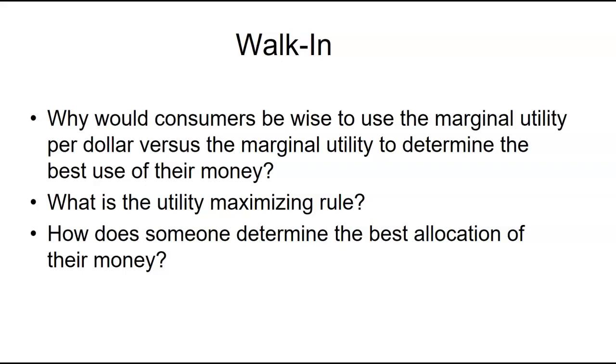Again, because consumers are logical. They want to make sure they're getting the most for their dollar spent. So the utility maximizing rule is to make sure that you get the most use out of that. The algebraic is marginal utility per dollar of one good should be equal to marginal utility per dollar of another good, like X and Y. So the best allocation is to plug in the additional utility for the price of the good.